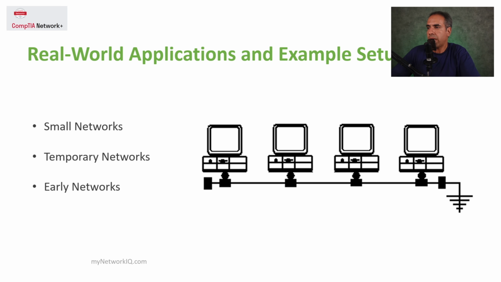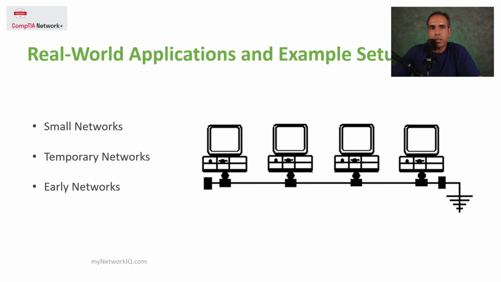Let's go to real-world applications and example setup. Where would you see a bus topology in real life? First of all, small networks, often used in small home or office networks. And the second one is temporary networks. It's ideal for temporary setups like exhibitions or LAN parties. And of course, early networks, common in older Ethernet networks.